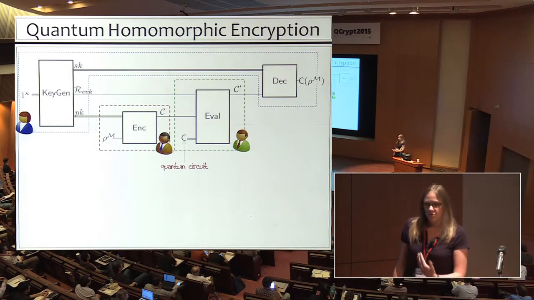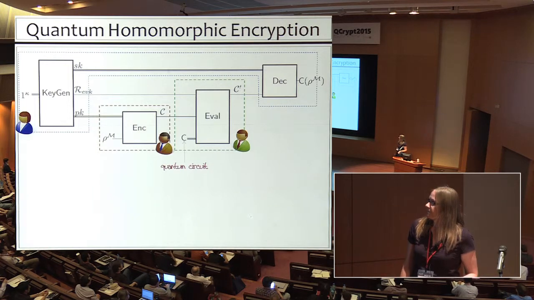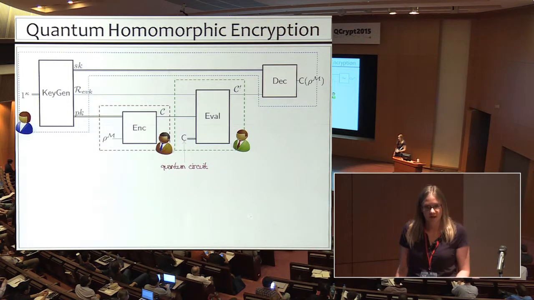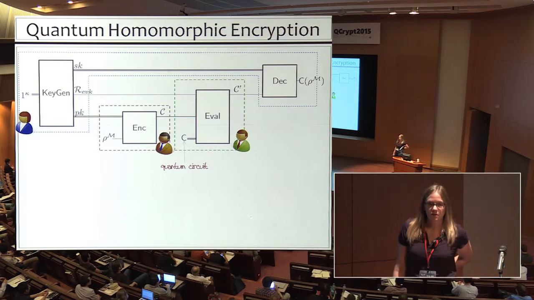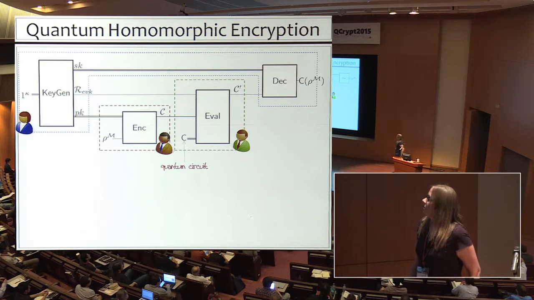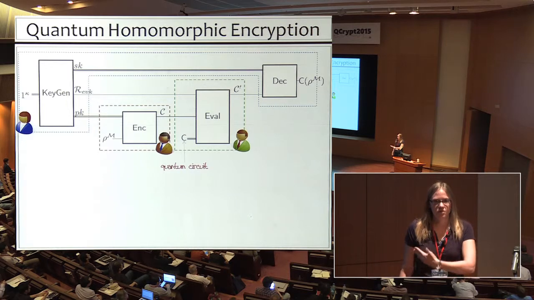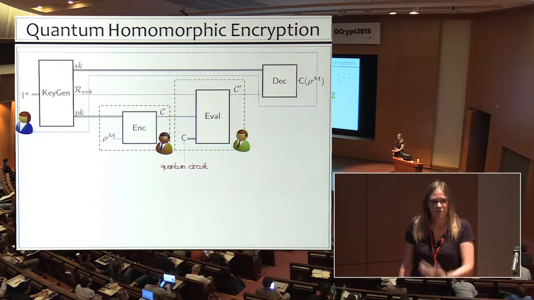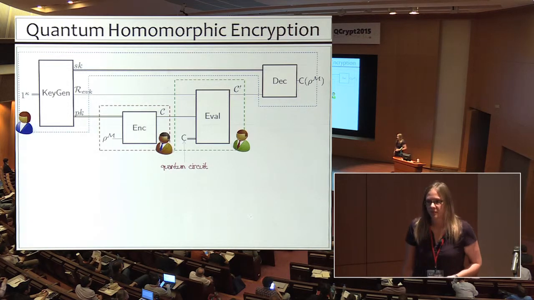So now we want the encryption procedure to encrypt some quantum state, rho M, and so it's going to output a quantum cipher state on a system C. And we want to be able to evaluate a quantum circuit. So this is just a classical description of a quantum circuit in terms of some universal quantum gate set. And we want the decryption procedure to output a quantum state, which should be the result of applying the quantum circuit C to the quantum message rho M.